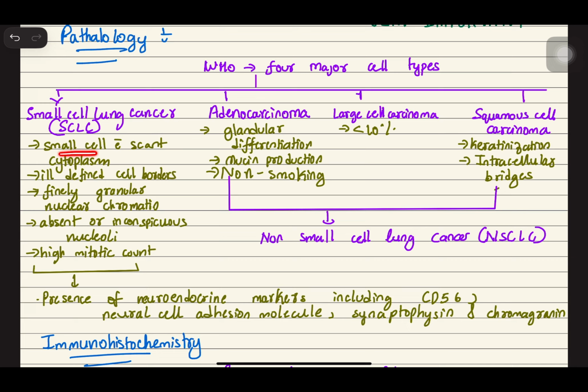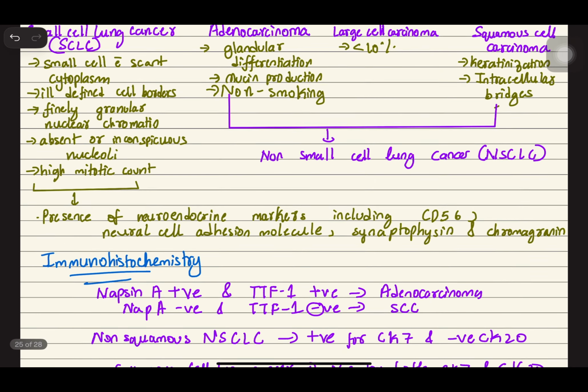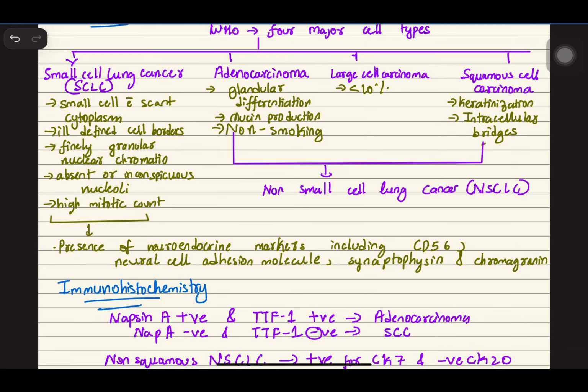They look like small, tightly packed cells with little cytoplasm, and they have granular chromatin, meaning the DNA looks speckled, and they have a very high mitotic count. Basically, cells divide fast, and they have ill-defined cell borders, and absent or inconspicuous nucleoli. And remember, the presence of neuroendocrine markers including CD56, neural cell adhesion molecule, synaptophysin, and chromogranin differentiate it from non-small cell lung cancer. Now we will look into non-small cell lung cancer.